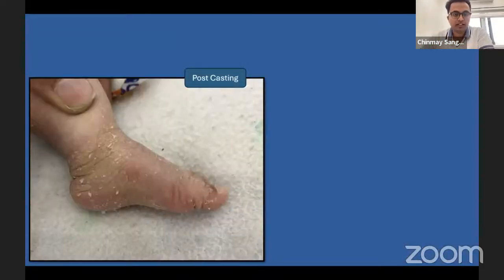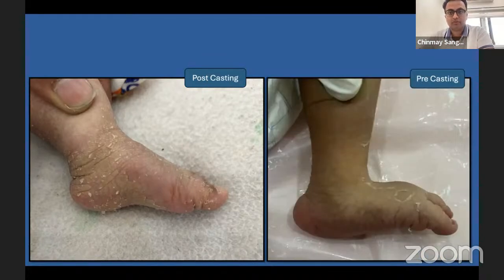Now, after the three casts, as this is an idiopathic vertical talus, I was able to attain good deformity correction as compared to the pre-operative state. The calcaneum is well corrected from equinus to more of a neutral, a little bit neutral in rotation.